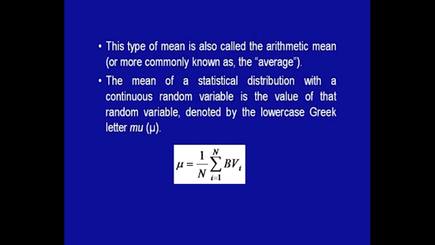The mean of a statistical distribution with continuous random variable is the value of that random variable denoted by the lower Greek letter mu. So, mean can be expressed as 1 divided by n summation of all the points within the given data set.